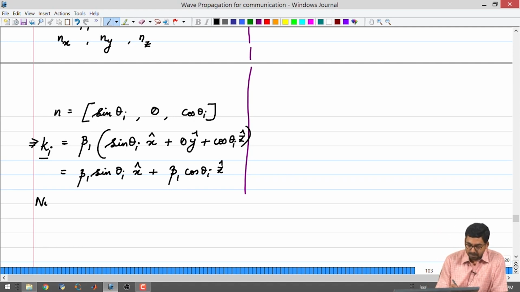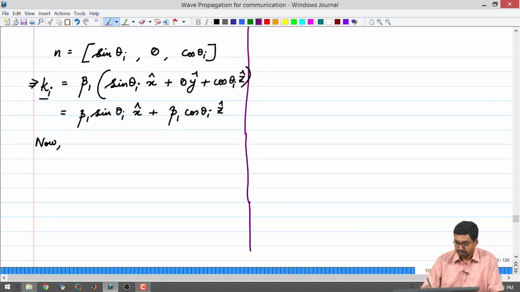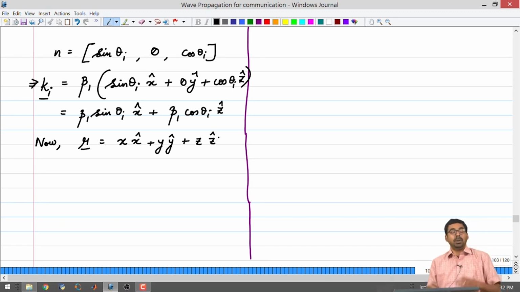Now, what we can do is denote the position vector to any point x by x in the unit direction x hat, plus y in the unit direction y hat, plus z in the unit direction z hat. So, it has the coordinates of x, y and z. x, y and z could be anything, it is just a position vector. We need to find the dot product of k I and r.